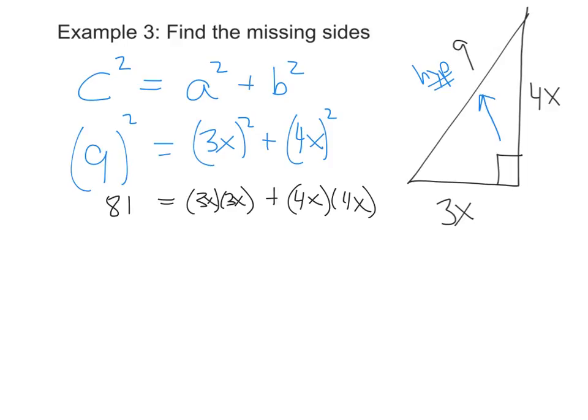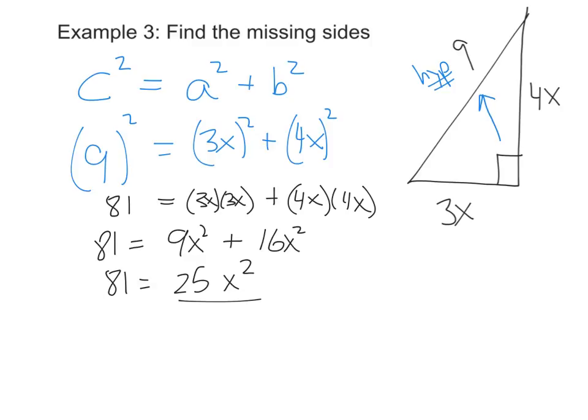Okay, so now we have 81 equals 3 times 3 is 9. x times x is x squared. Okay. 4 times 4 is 16. x times x is x squared. We can combine like terms. And now we want to get x alone so that we can square root. That's going to be a common occurrence in these sorts of problems. So now we know x squared equals 81/25.